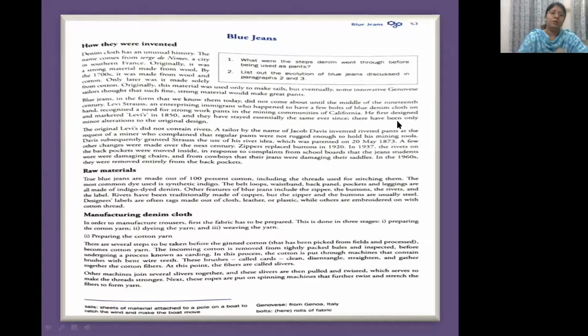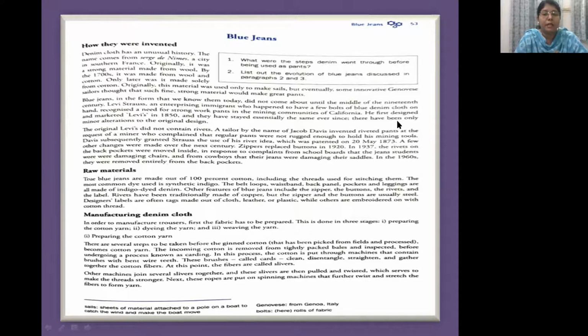So here you find the history, like where the name comes from: Serge Denham's city in southern France. Then it was made of wool. Then again it was made of wool and cotton, and later it was made solely of cotton. The pants were made actually for the mining community in California by a man named Levi Strauss. And then the brand that he started, the jeans he started, was Levi's, known as Levi's.